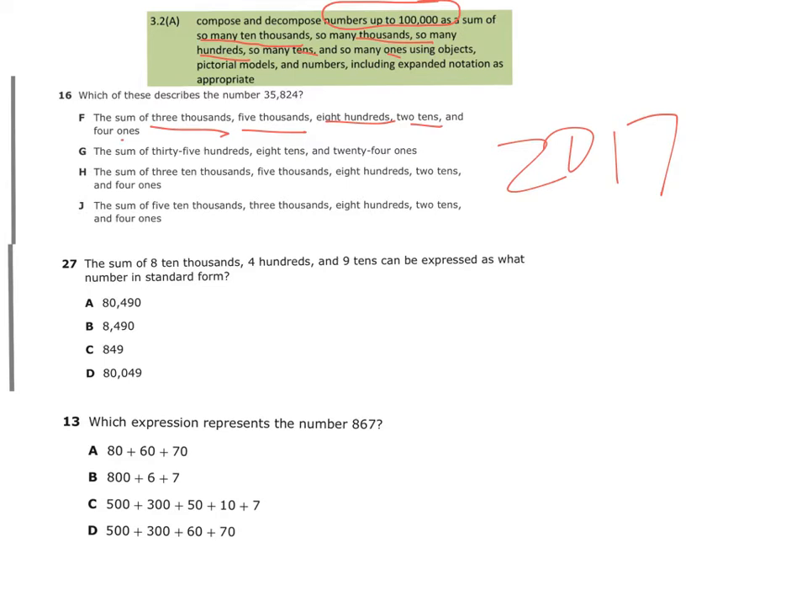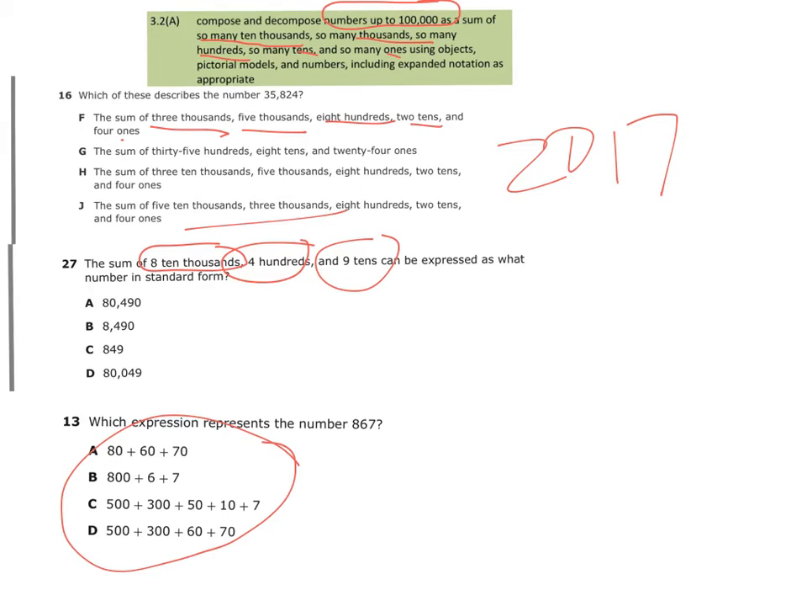So you want to make sure that when you're working with the students that not only are you presenting it in the standard form way, but also in the vocabulary and the word form as well. You see the same thing with question number 27 as 8 10,000s, 4 hundreds, and 9 tens. So obviously in third grade, you really want to stress the vocab of the numbers.